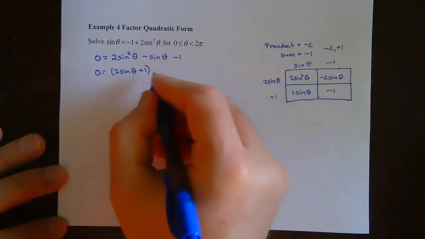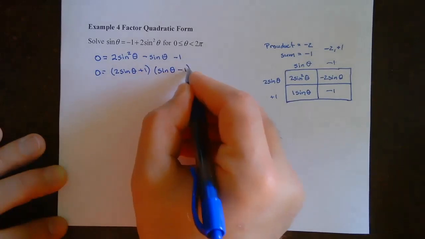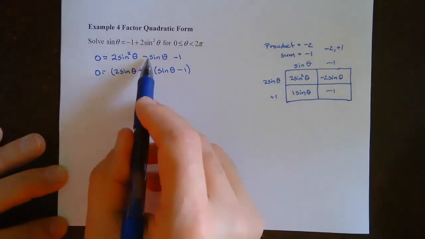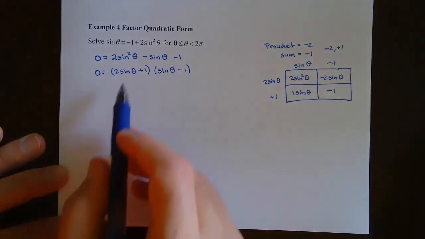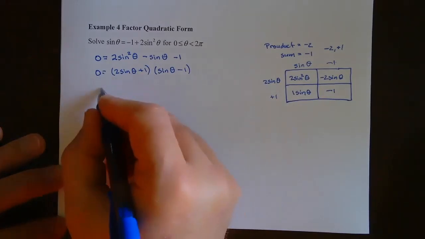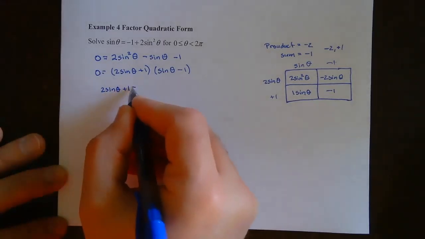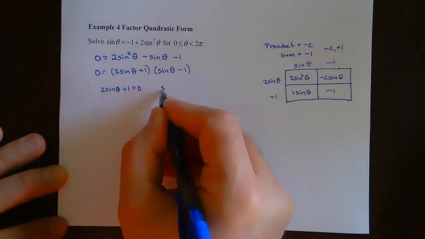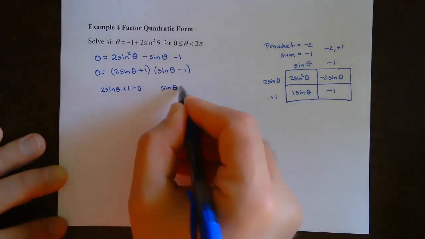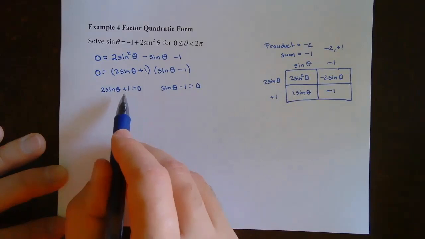And sine theta minus 1. And those two things, when you multiply, would give you that original one. Okay, now what does this mean? We're going to use the zero product property. So either 2 sine theta plus 1 is equal to 0, or this one's the one that's 0, right? Sine theta minus 1 is equal to 0. This one, hopefully we can do this in our head, okay?